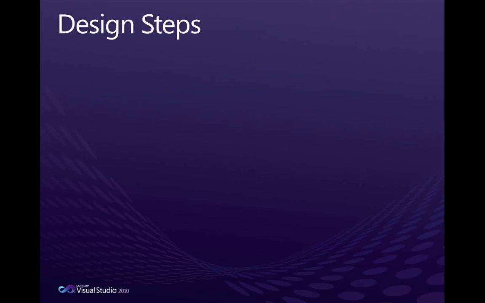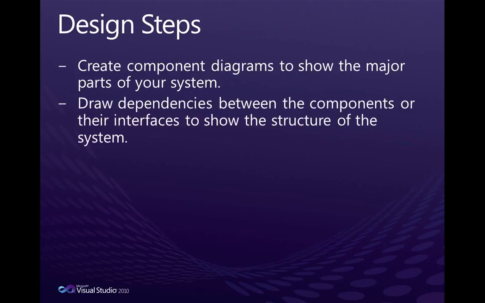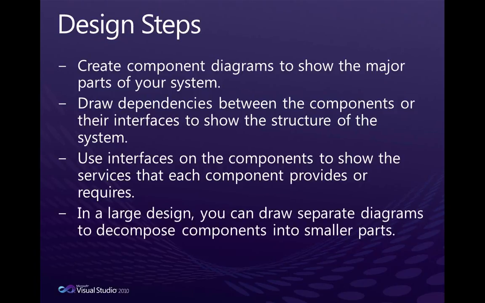Here are some key design steps to think about when creating component diagrams. First, create your component diagrams to show the major parts of your system. Draw the dependencies between the components or interfaces to show the structure of the system. Use interfaces on the components to show the services that each component provides or requires. And don't forget, in a large design, you can draw separate diagrams to decompose your components into smaller parts.